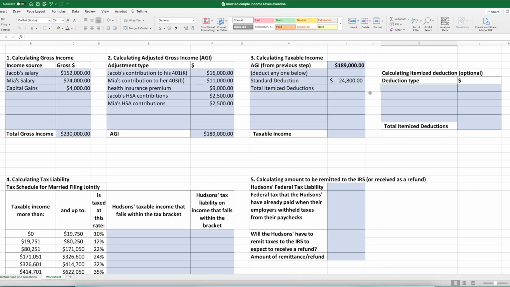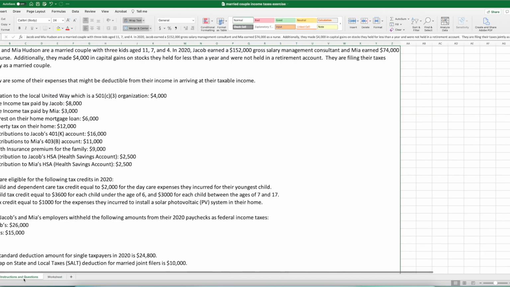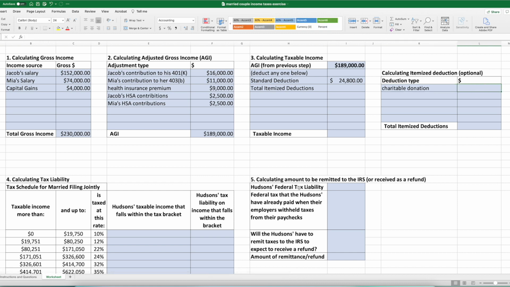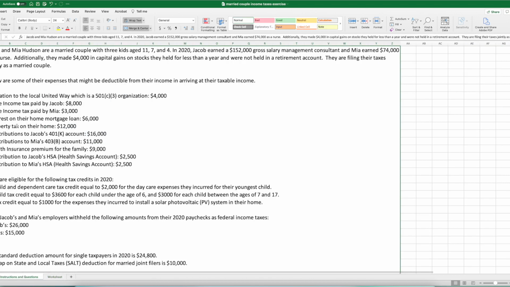Okay, so their charitable donation: only donations to 501c3 organizations are tax deductible. So that's $4,000.